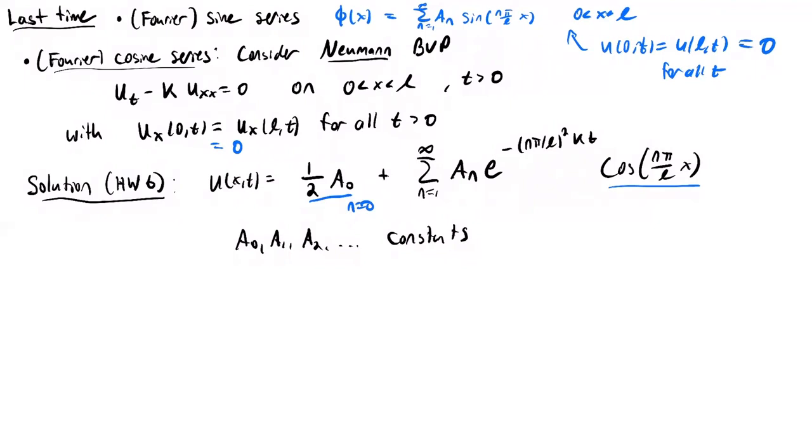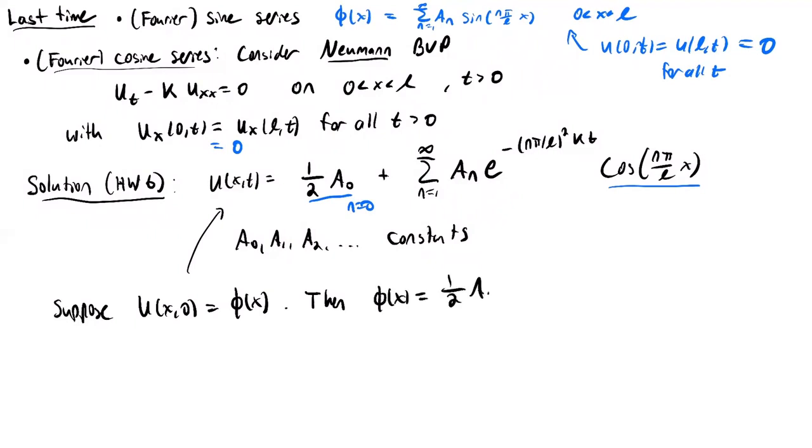This is going to have a very similar answer to what we looked at for the case of sine series. So one thing to point out is, let's suppose that I have an initial condition, which you typically will need in order to say anything more meaningful about the solution. So suppose at time zero, my function is equal to phi of x, and I plug in this formula. If I plug in t equals zero, I need phi of x to equal 1/2 a zero. The first term doesn't depend on t, so that just stays.